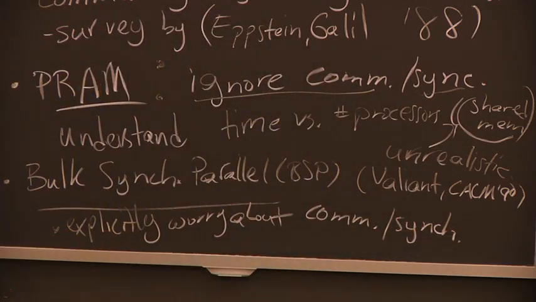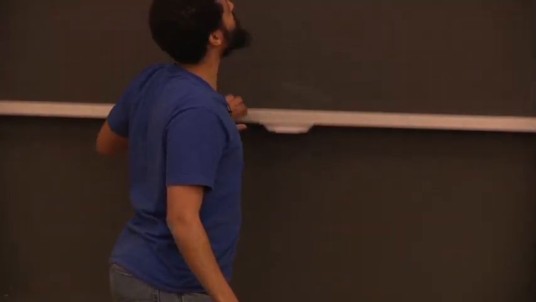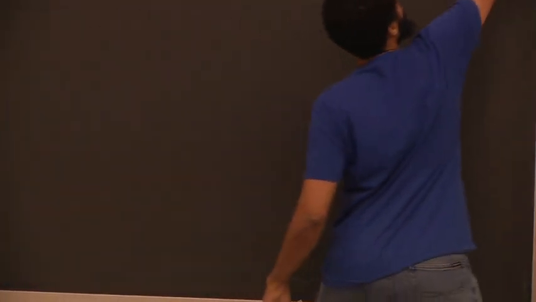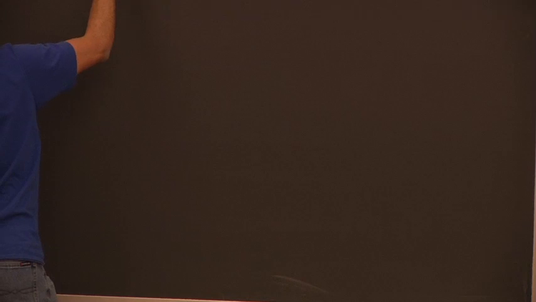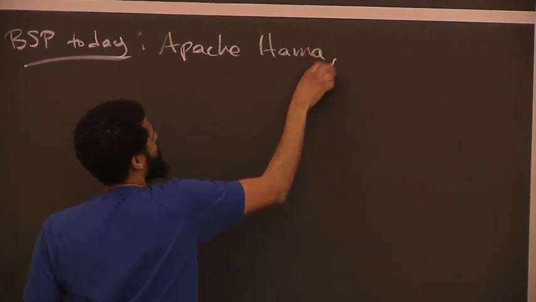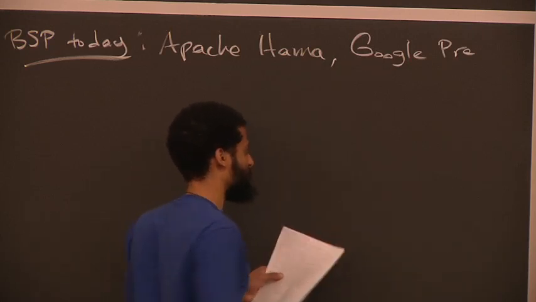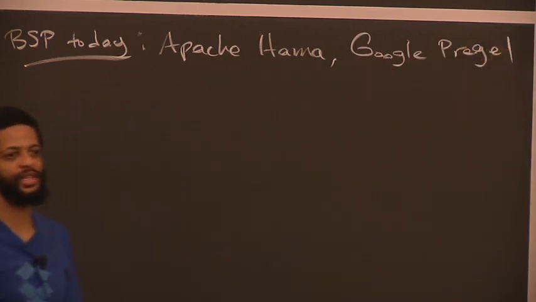And the BSP model is actually something that still exists today. So this is 1990. But today you look at systems like Apache, and like Google's Pregel, for graph processing. So these are based on Valiant's original BSP model back in 1990.